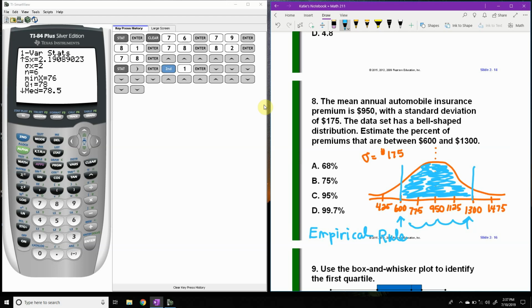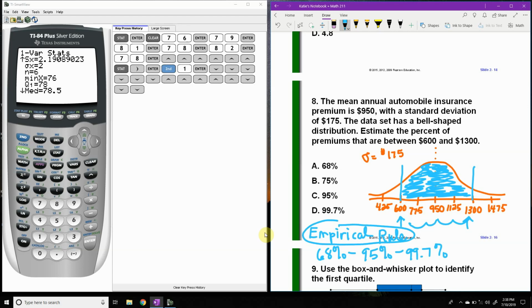The proportion of data for a bell-shaped distribution that falls within 1 standard deviation of the mean is 68%. Within 2 standard deviations of the mean it is 95%. The proportion of data points that fall within 3 standard deviations of the mean is 99.7%. So a lot of times the empirical rule is called the 68, 95, 99.7%.